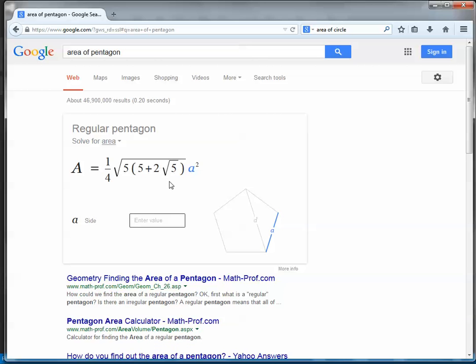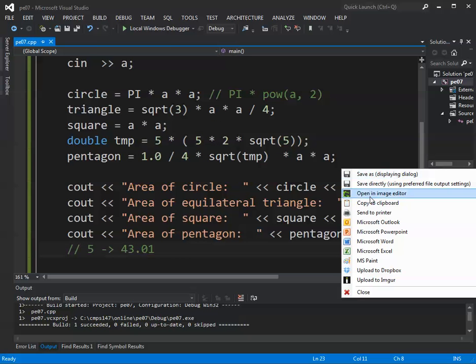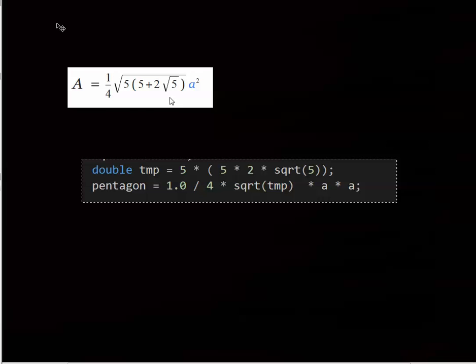So let's look at the formula. I'm going to grab that, and I'll pop this over on our screen. Okay, and let's go and look at our code. And this is really the formula that we were using. And now let's just take a look at this and try to figure out what really has gone wrong here.